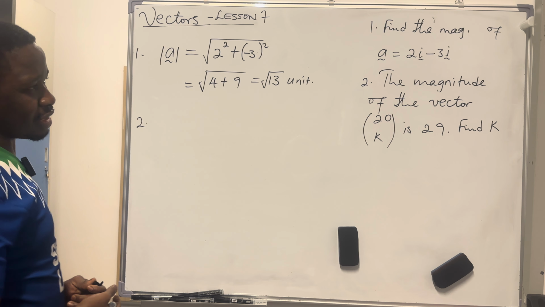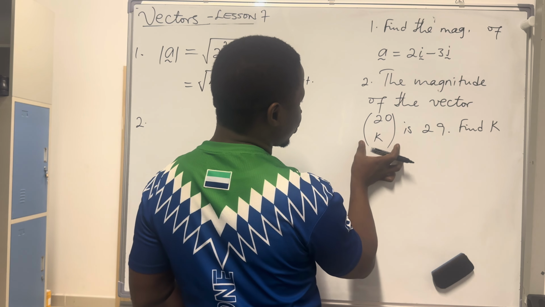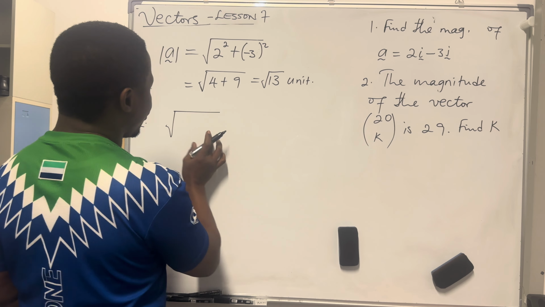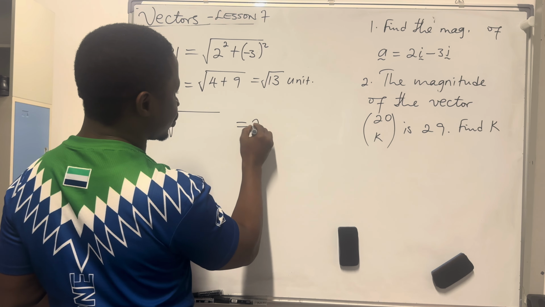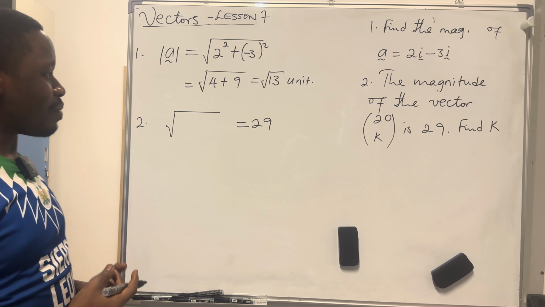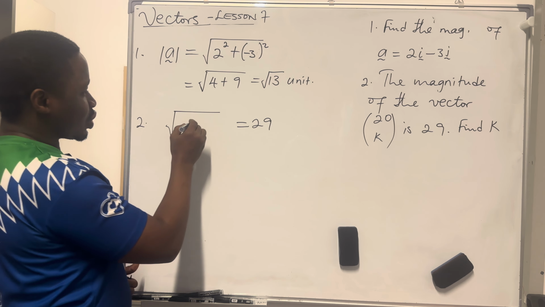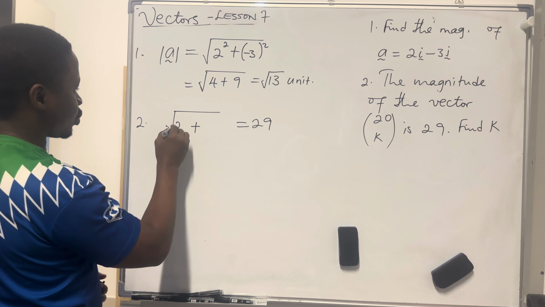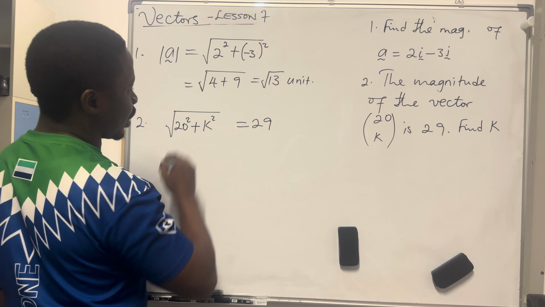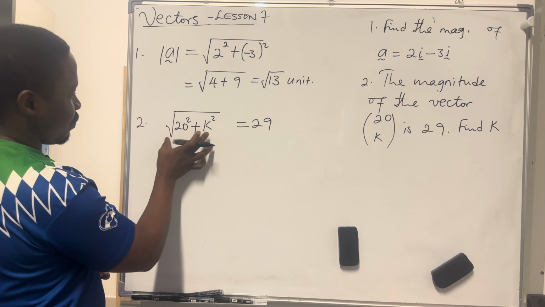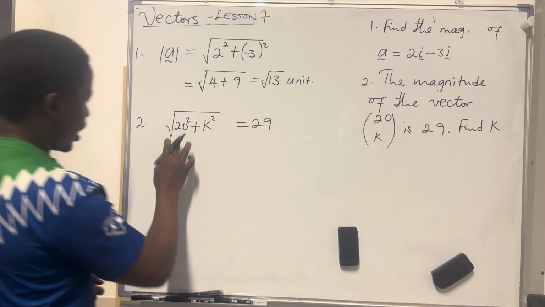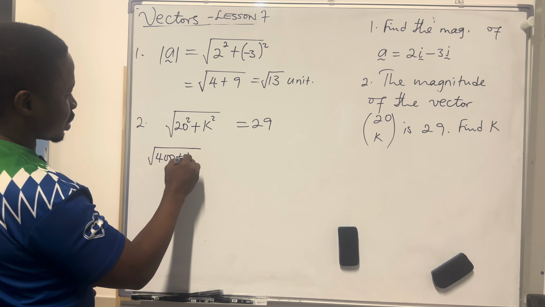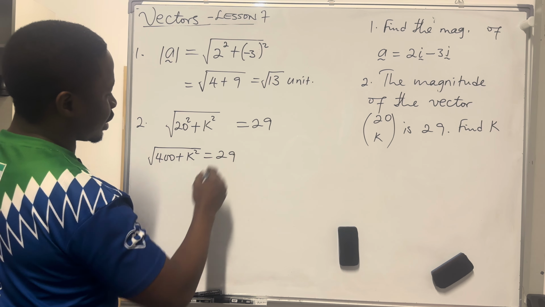The second one says the magnitude of the vector, this one, is this. The magnitude of a particular vector is 29. You know, for magnitude, square root, sum of the squares of the components 20, k. So 20 squared, k squared. The magnitude of a vector is 29. So we say 20 squared is 400 plus k squared, which is 29.